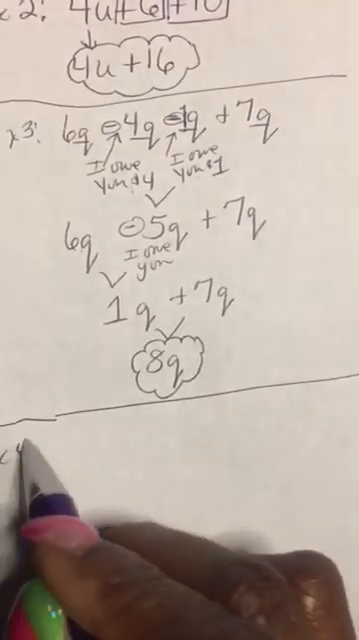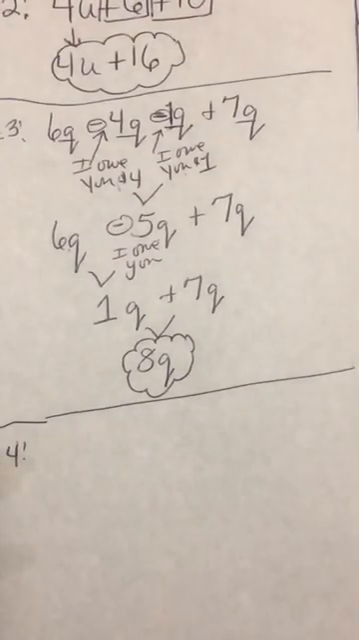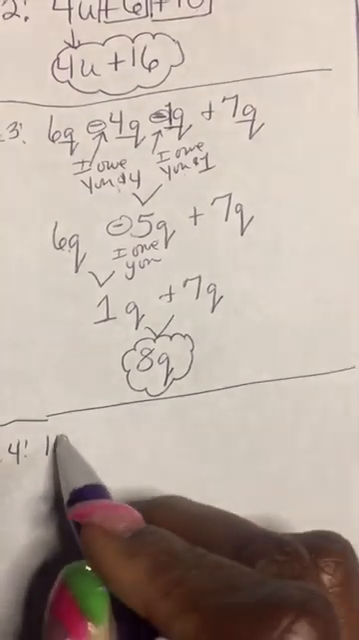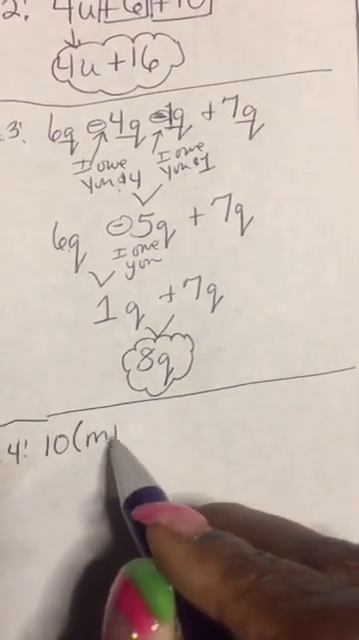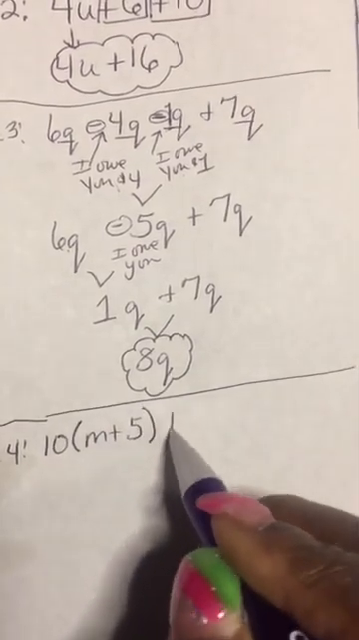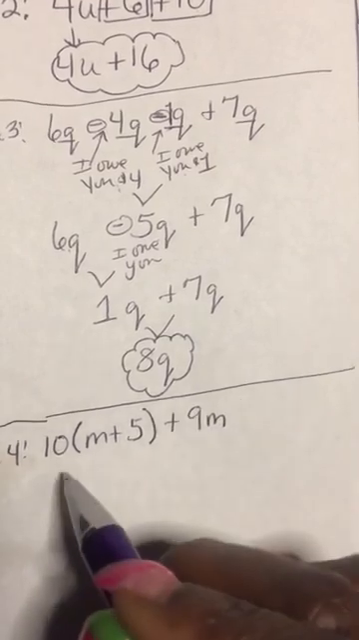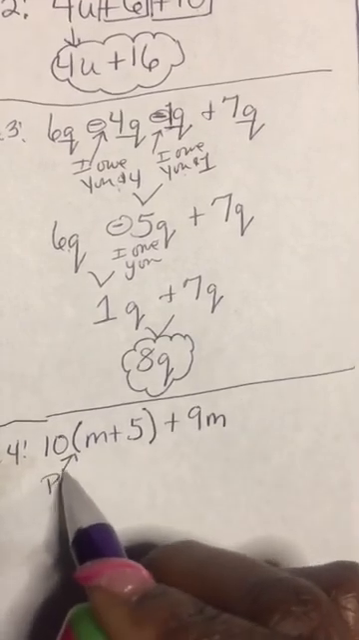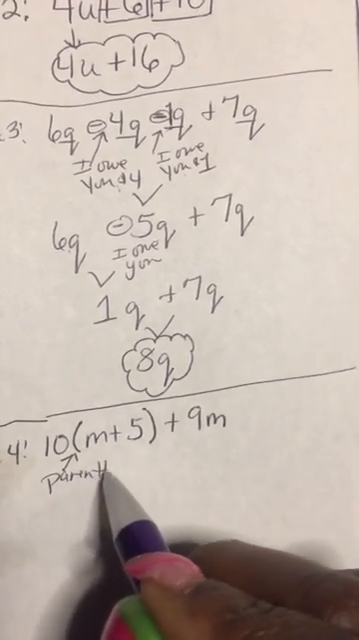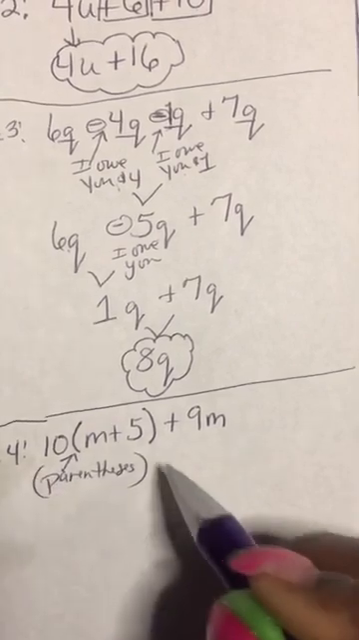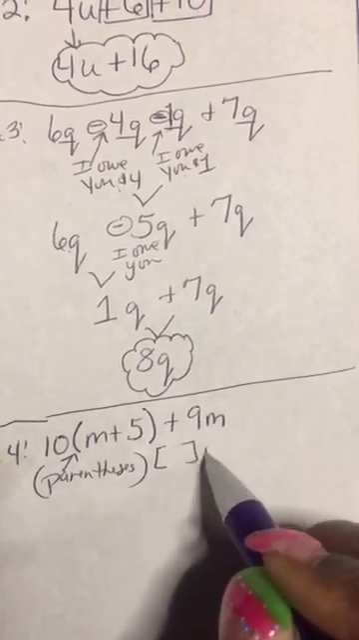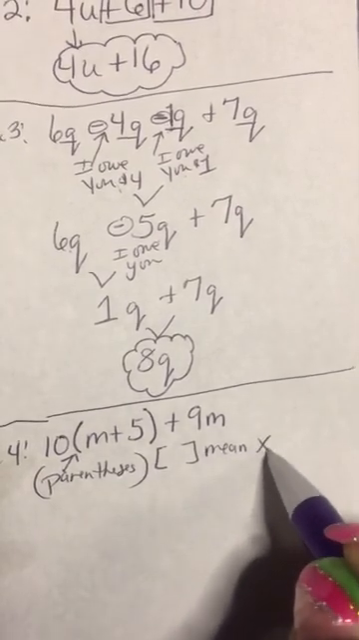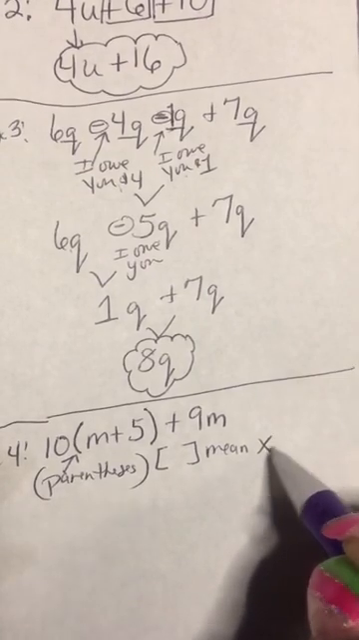Example 4. I have 10 times the quantity m plus 5, plus 9m. We know that parentheses and brackets mean multiply.